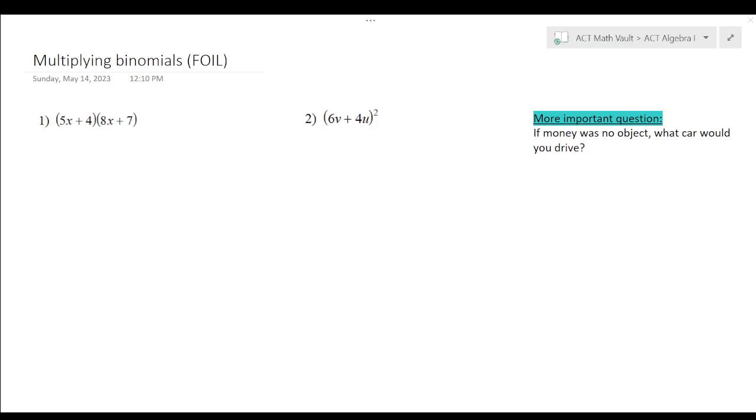Also, to make sure we don't take ourselves too seriously, let's think about our fun question during the video. If money was no object, what car would you drive?